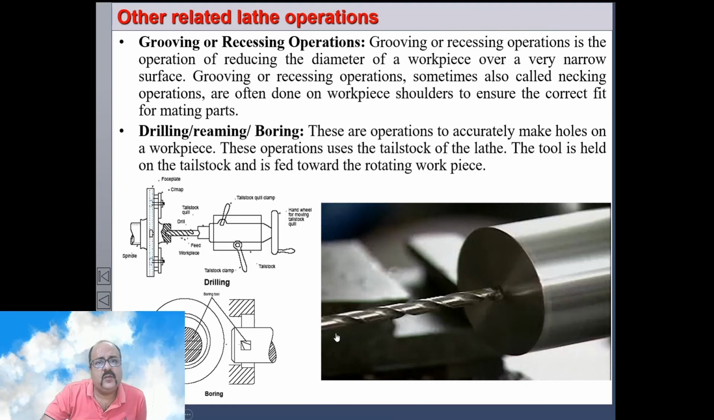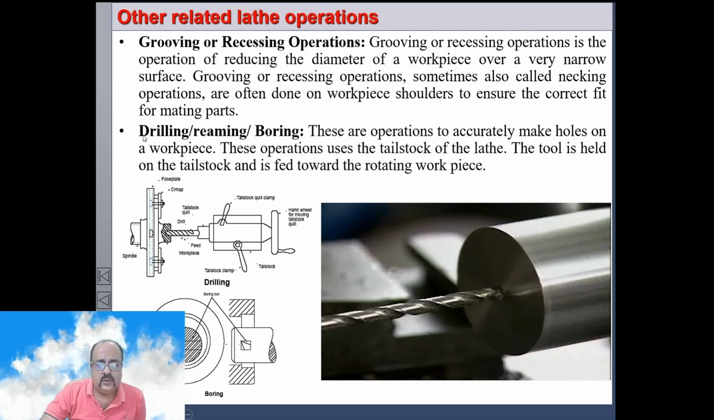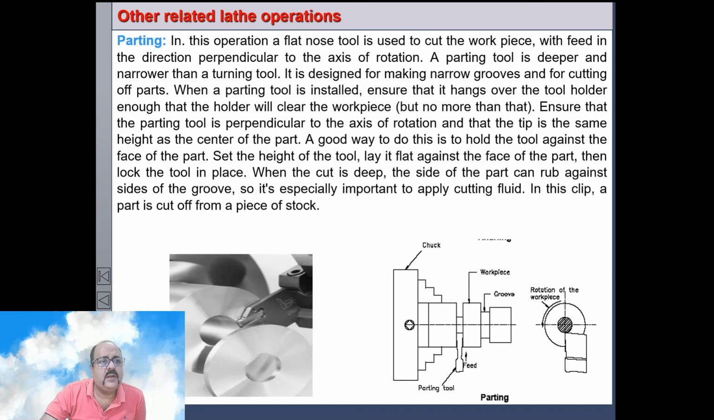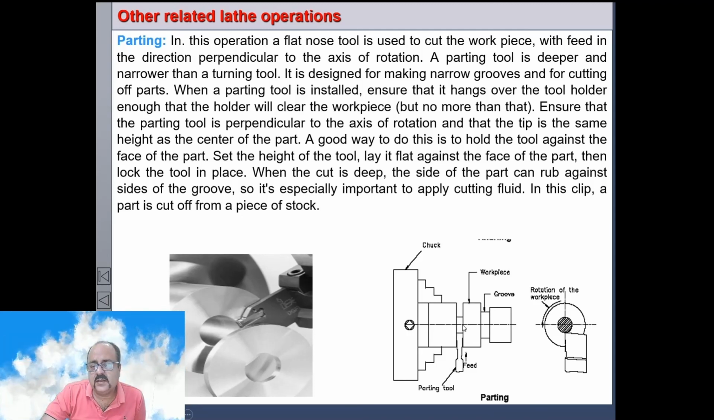So this is knurling. Grooving and recessing. Grooving is basically reducing the diameter at a particular length of the workpiece. And we have drilling and reaming. In drilling and reaming, we feed the tool using the tailstock, and the tailstock is moved forward as the workpiece is rotating. The tool is stationary, not rotating, the workpiece is rotating, and the tool is fed into the workpiece. Boring: the boring tool is held in the tool post, and we carry out boring operations. For parting operations, we use a parting tool. The parting tool is basically cutting the workpiece. If you feed it in this manner, once it reaches the center axis, it will be parted.